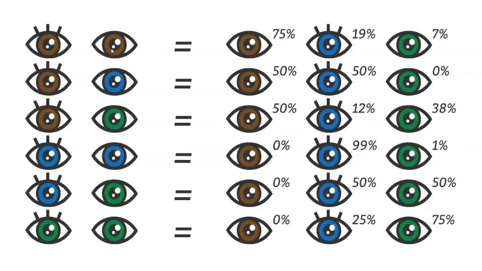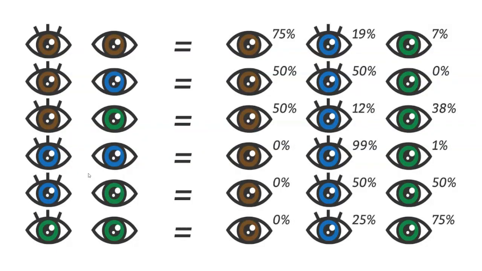Now, if I have two parents that have brown eyes and I do not know the genotype, I only know the phenotype, I'm going to have about a 75% chance of having brown-eyed offspring and about a 25% chance of having light-eyed offspring because I don't know what the genotype behind this phenotype is. I only know for sure that the parents have at least one dominant allele.